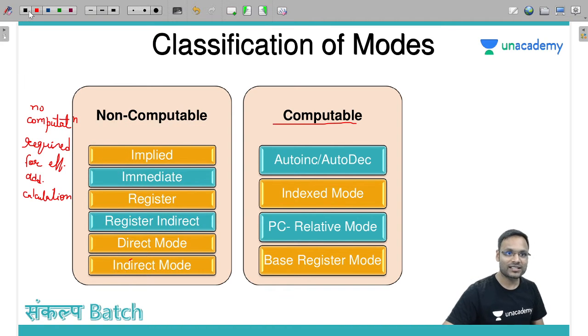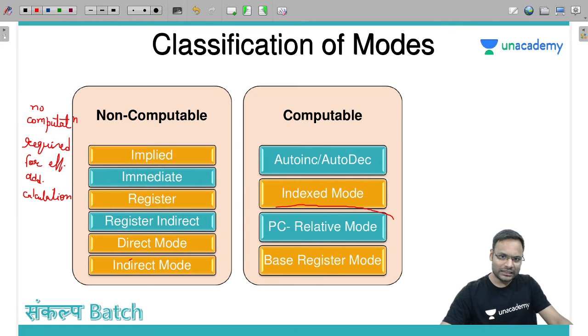You only say yes, sir, it happens like that. Auto increment decrement mode, yes, computation is required. Addition, subtraction, yes. Increment, decrement. Then index mode, yes. PC relative mode, yes. Base address mode, yes. So all these modes will require computation. Among these, these two modes are used for branching.